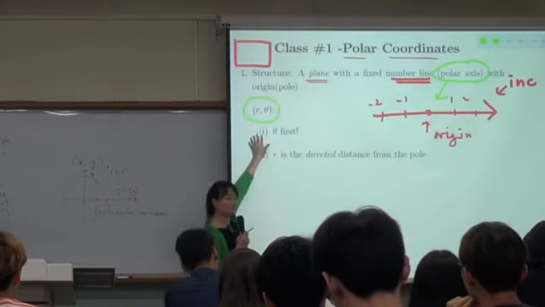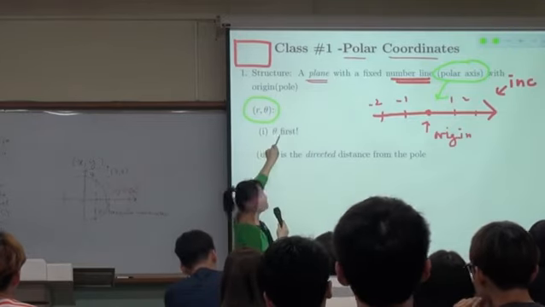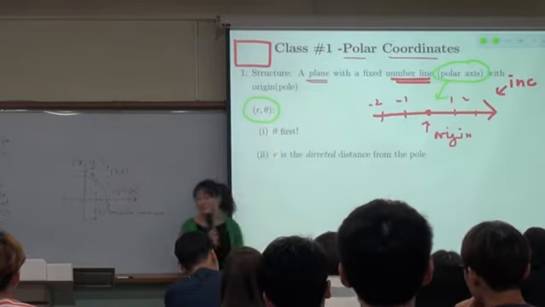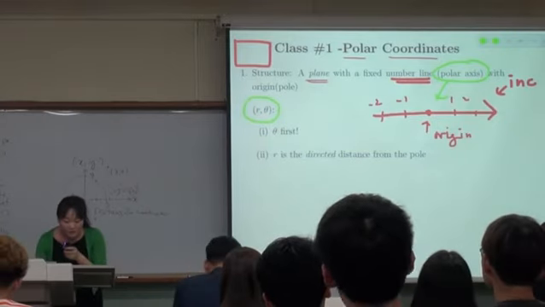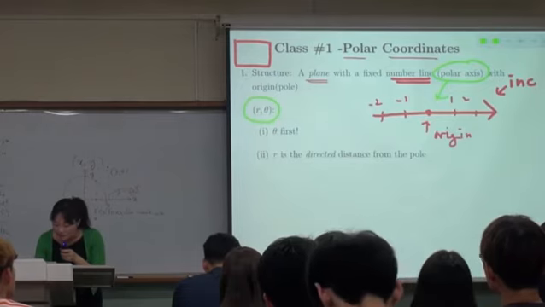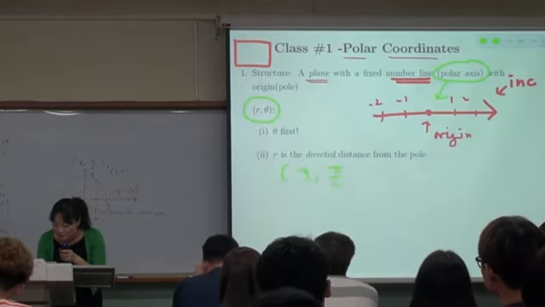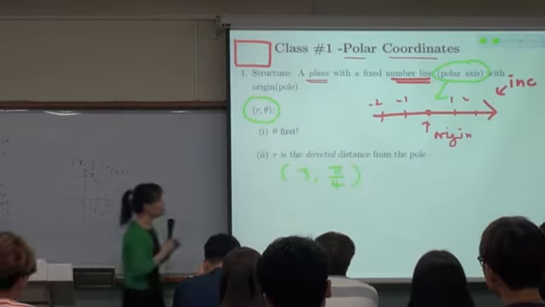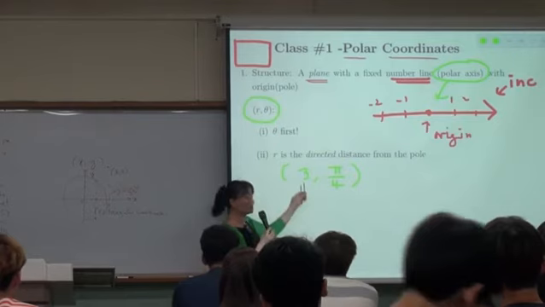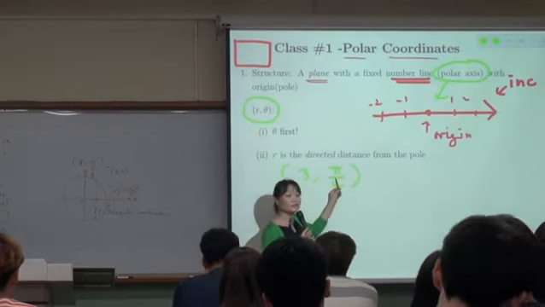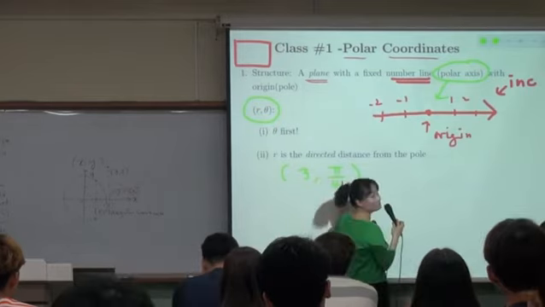R, theta, okay? What you have to remember is always theta first. You look at theta first. For example, let's say we have 3, pi over 4. Which is r and which is theta? R is 3, theta is pi over 4. So what you do is you do theta first.